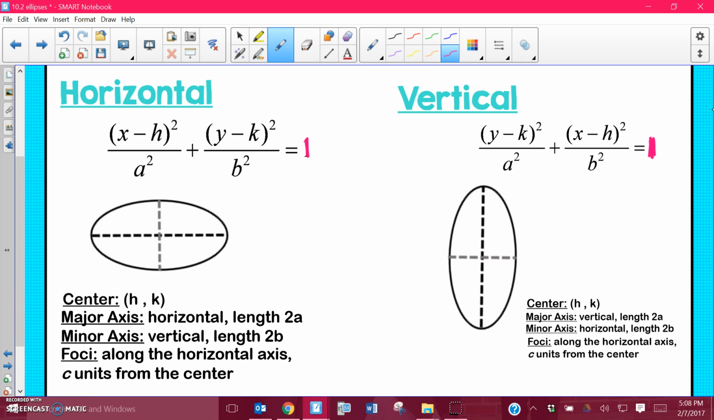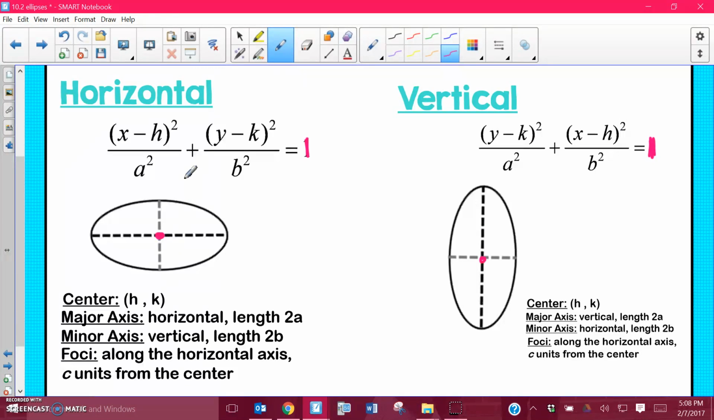So looking at these two, they look very, very similar. Now there's a couple of things to note in here. First of all, this one is just like the circle. We still have that center at (h, k). And it's still the same on the vertical one. They've just flip-flopped where X and where Y is. Okay, so it's still the X coordinates with the X, the Y coordinates with the Y. So that's the center, (h, k).